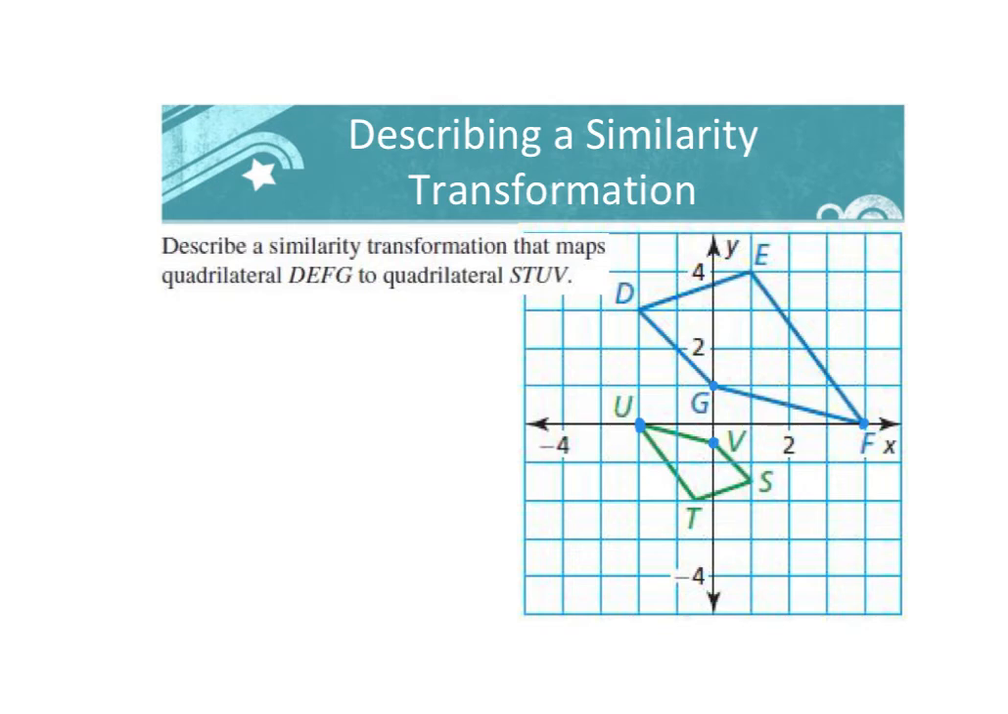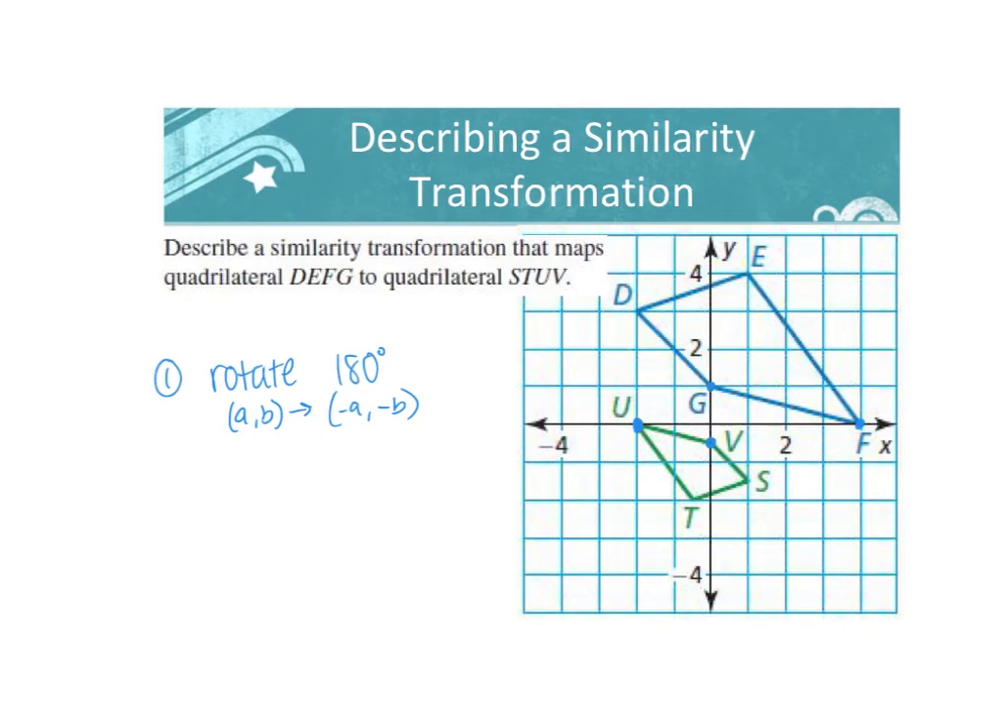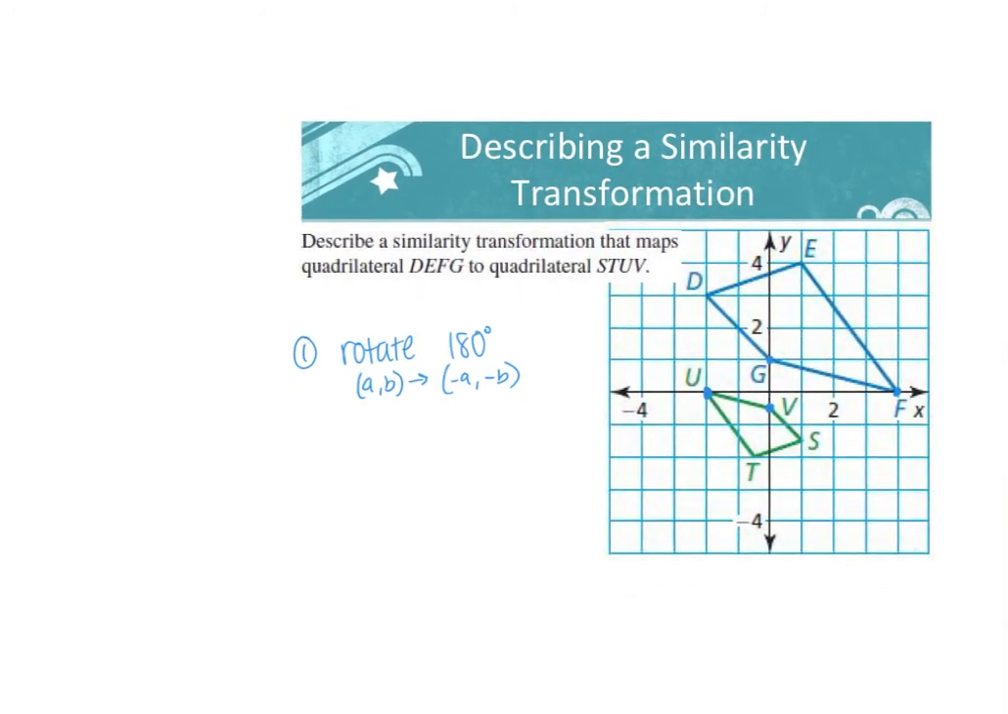Okay, so if we rotate it 180 degrees, let's see what happens. That'll be step number 1, okay? A rotation of 180 degrees. Remember, if you have a rotation of 180 degrees, your (A, B) is going to be (negative A, negative B), okay? So let's go ahead and find all of the coordinates of our blue quadrilateral.